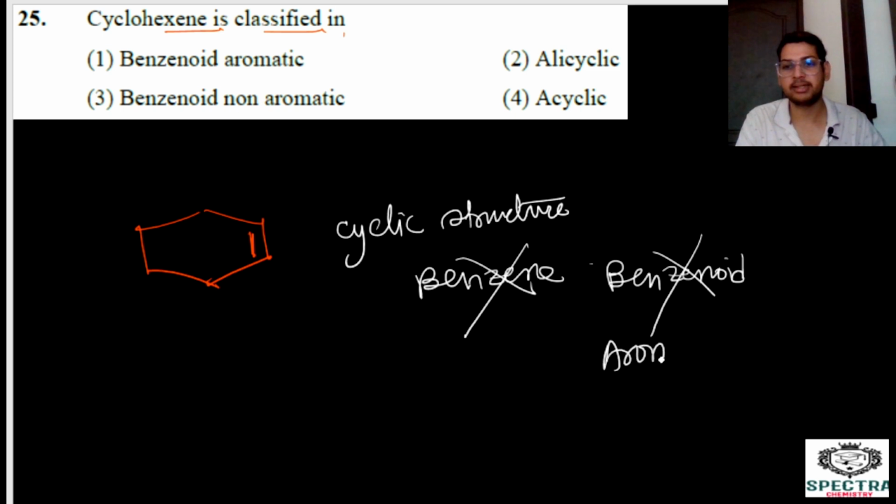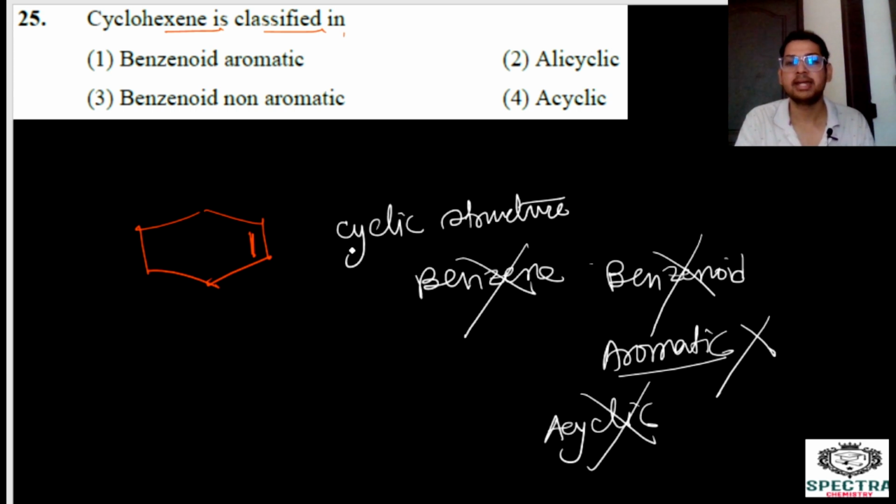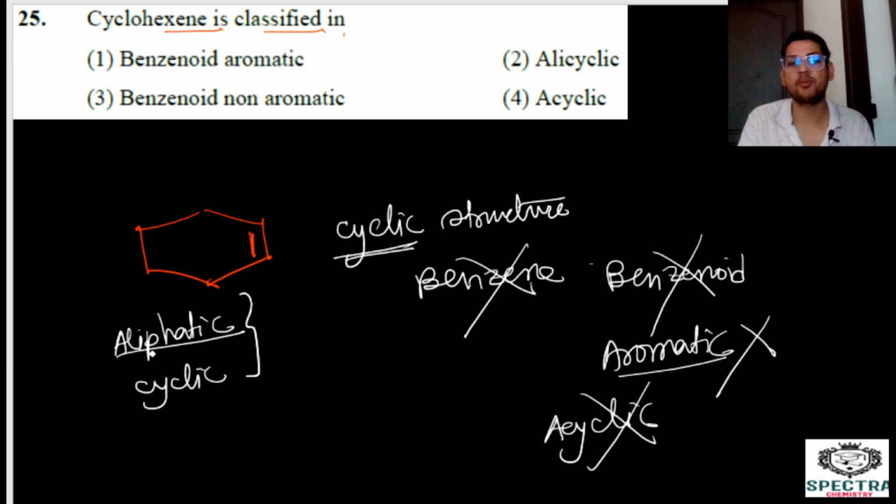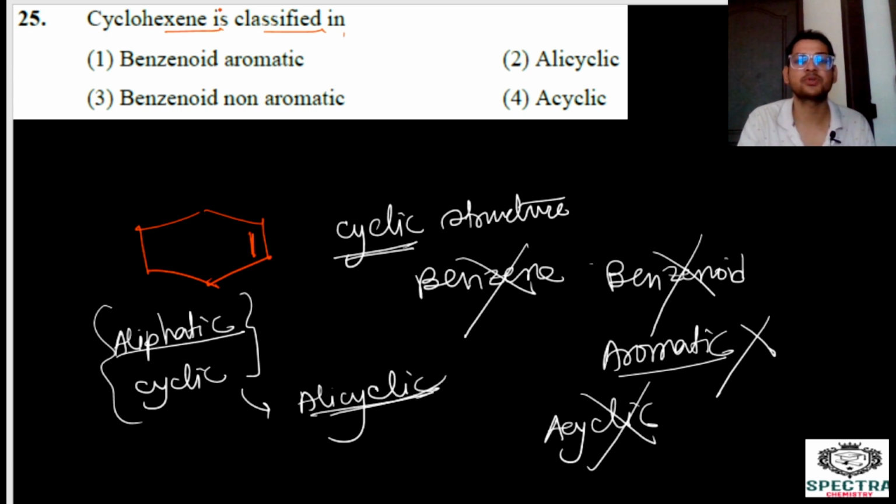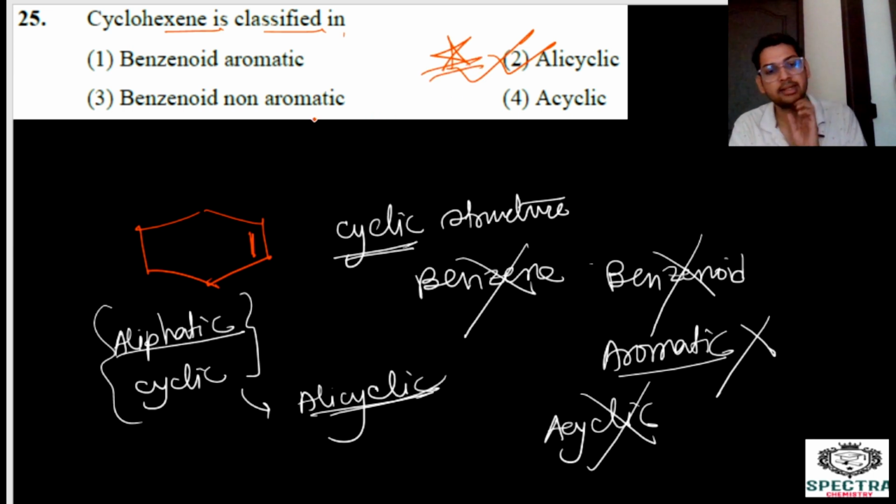Is it aromatic? No sir, it is not aromatic, because aromatic should have conjugation, planarity, all this. Is it acyclic? No sir, it is not acyclic also. It is cyclic and it is aliphatic. When this is a combination, that is called alicyclic. This is probably the easiest question from this organic part. Alicyclic will be your answer.